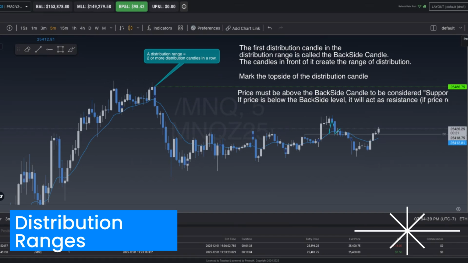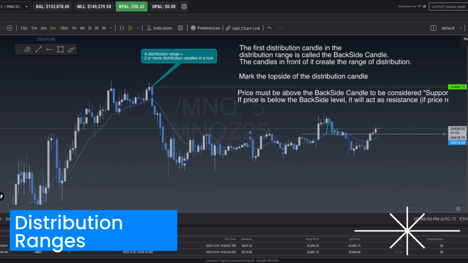We're going to be talking about distribution ranges. A distribution range is two or more distribution candles in a row. The first distribution candle in the distribution range is called the backside candle. The candles in front of it create the range of distribution. We're going to be talking about this first candle of the distribution range right there.